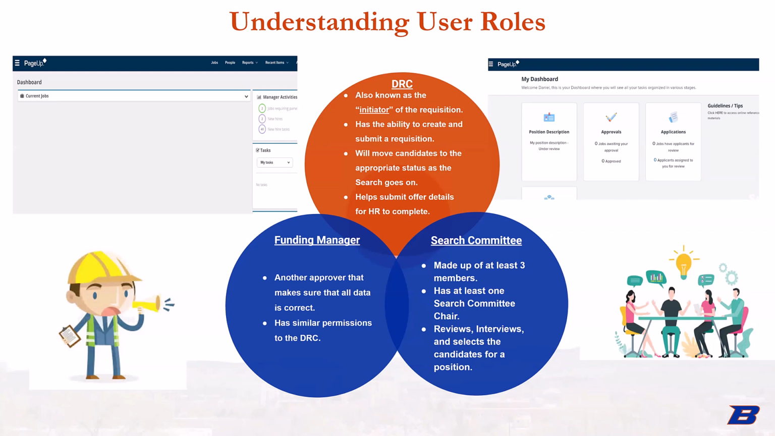The fund manager has similar permissions to the DRC and can view jobs the same way a DRC can. The search committee member usually can only view applications and the job description. If they have hiring manager positions, they have the ability to approve jobs and offers. It is important to understand that with these different levels of permissions, everyone's dashboards and screens can look different. On the left, you will see the view of the DRC / fund manager. They get to see the jobs on the dashboard and have more access to things. On the right is the screen of a search committee member / supervisor.